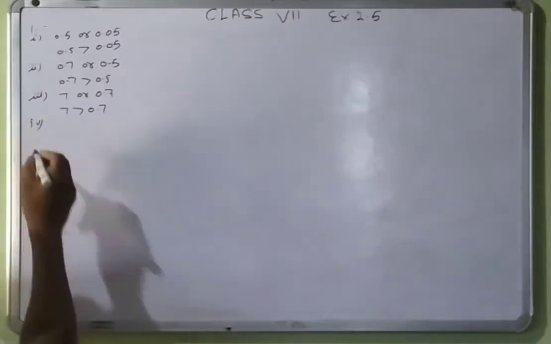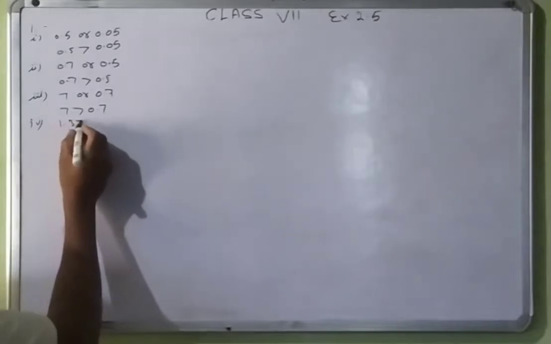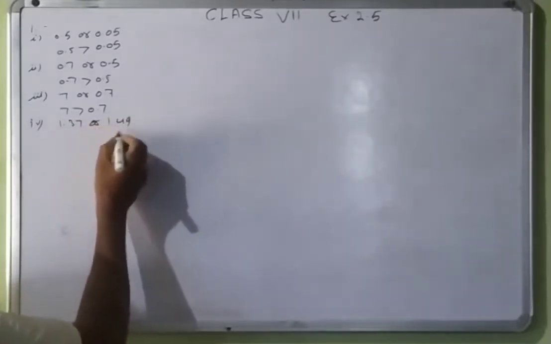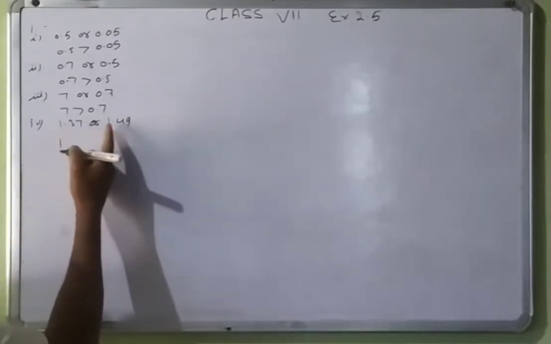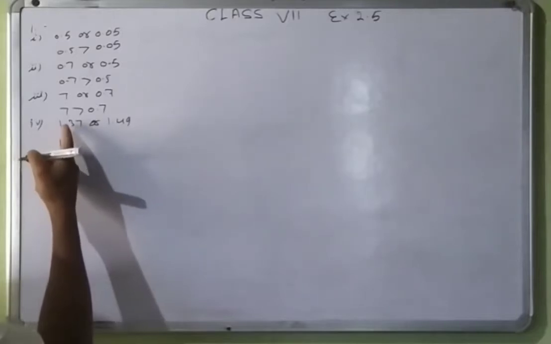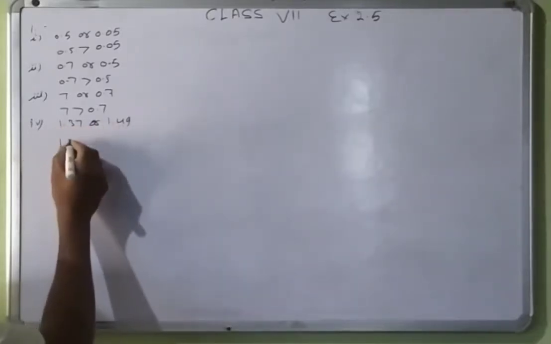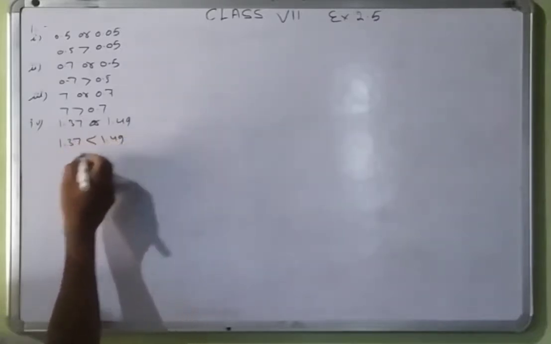Fourth part, that is 1.37 or 1.49. See that the 1 before the decimal is the same. After the decimal, here is 3 and this is the 4. So this is the greater, 1.49 is greater than 1.37.